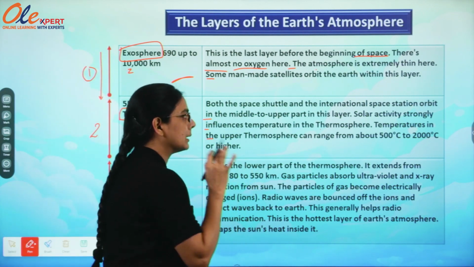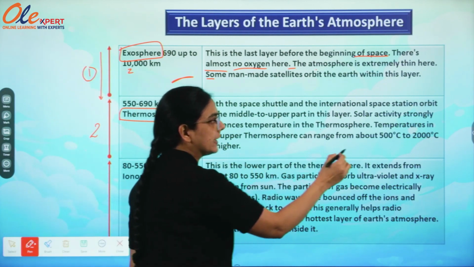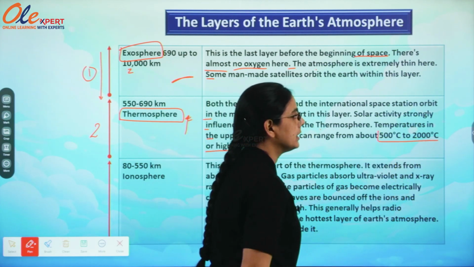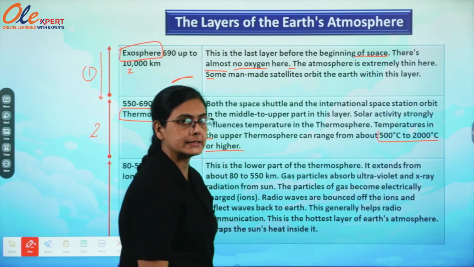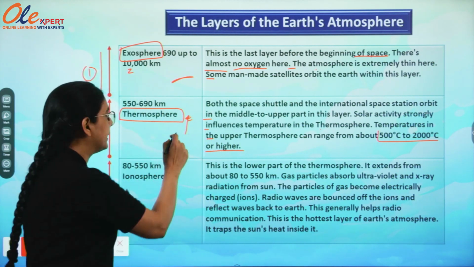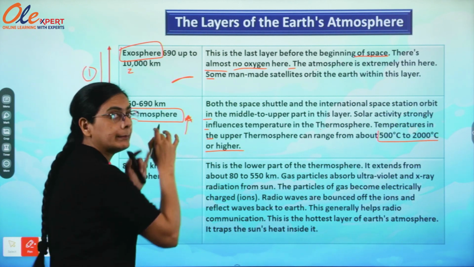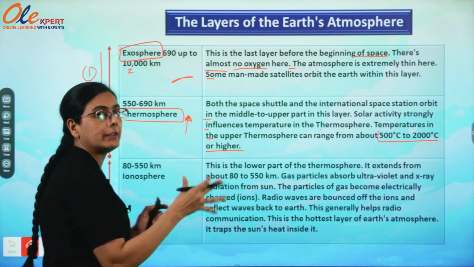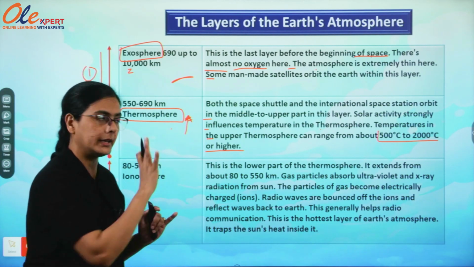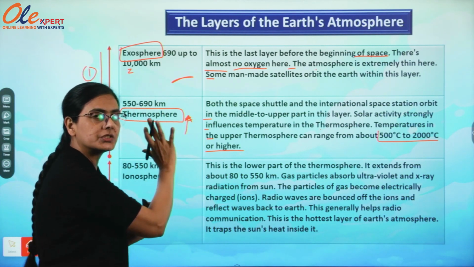Temperatures in the upper thermosphere can range from 500 degrees to 2000 degrees Celsius or above, that's why the temperature is too high. Solar energy is coming directly to this layer, so this layer is receiving maximum solar energy. It means the temperature is too high in this layer, the thermosphere.